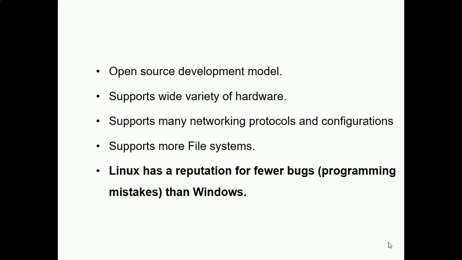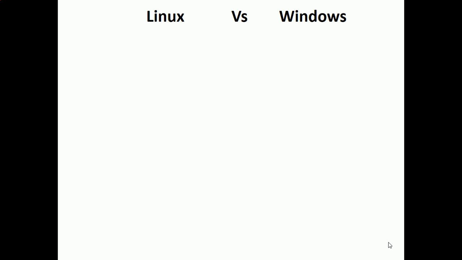Wide variety of hardware means you can easily install any kind of input output device without going to third party software. Linux has fewer bugs than Windows. The reason is Windows is based on the exe system and viruses are mostly written in exe format, and Linux does not support the exe format, so Linux is much more secure than Windows.